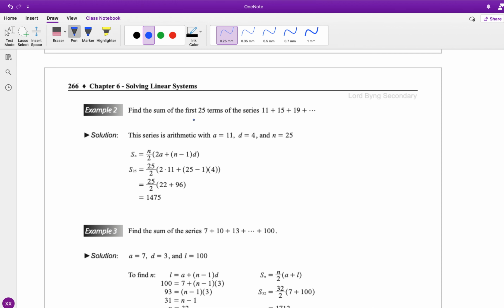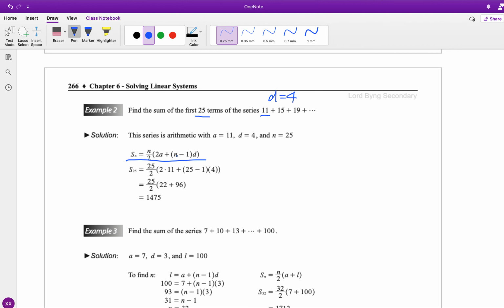Now, first of all, how many terms? 25. You have the first one, but you do not know the last one. Well, then we might as well just use this formula here, right? Because from this one and this one, you can calculate the common difference, which is d equals 4.